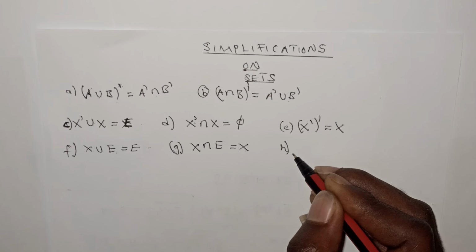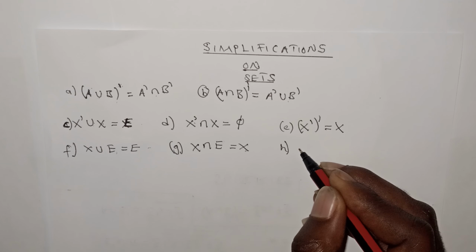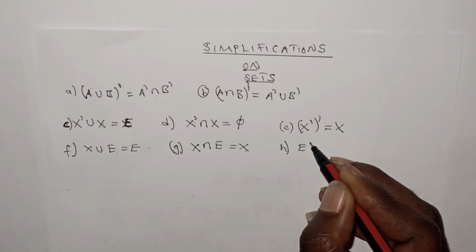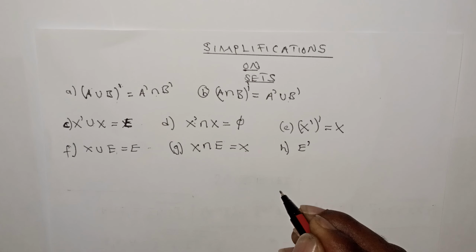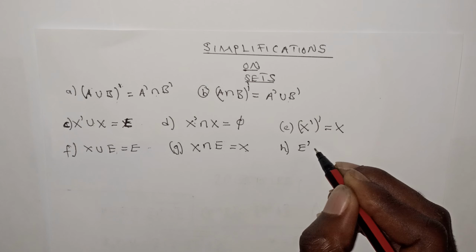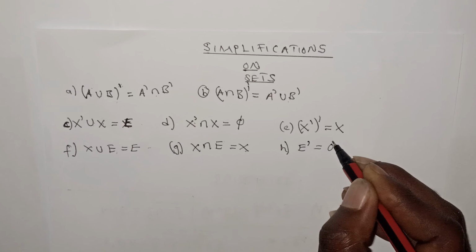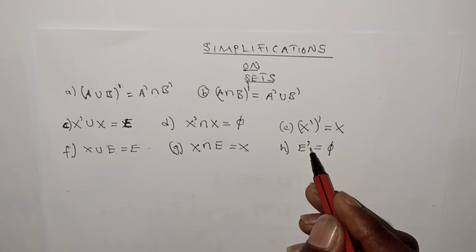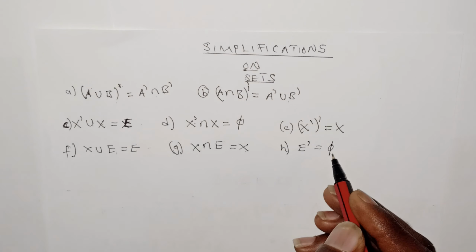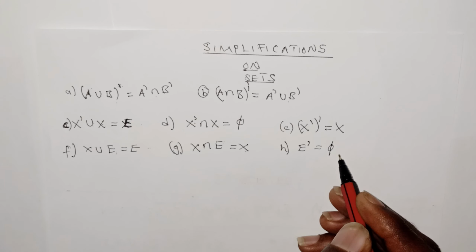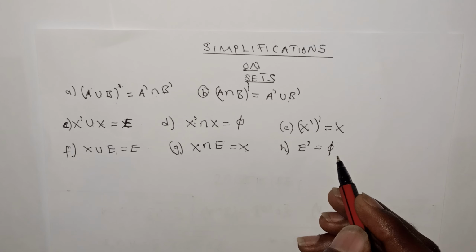Now what about this one? Let's say the universal set complement. The universal set complement is actually an empty set. So anything that is not in the universal set is actually an empty set. You get that, right?